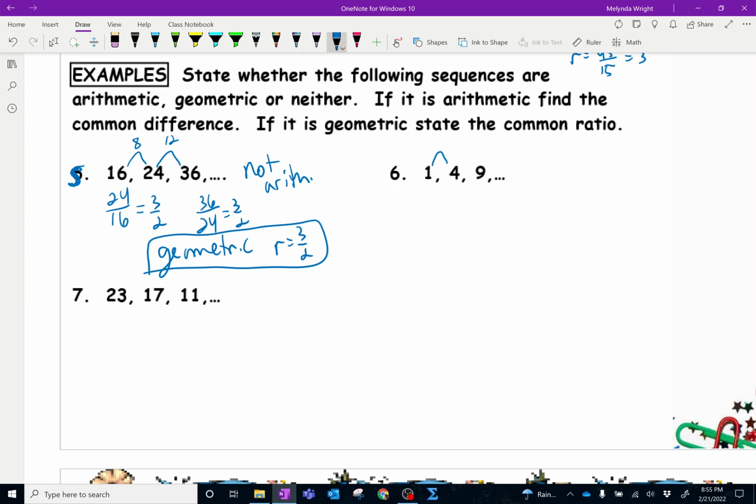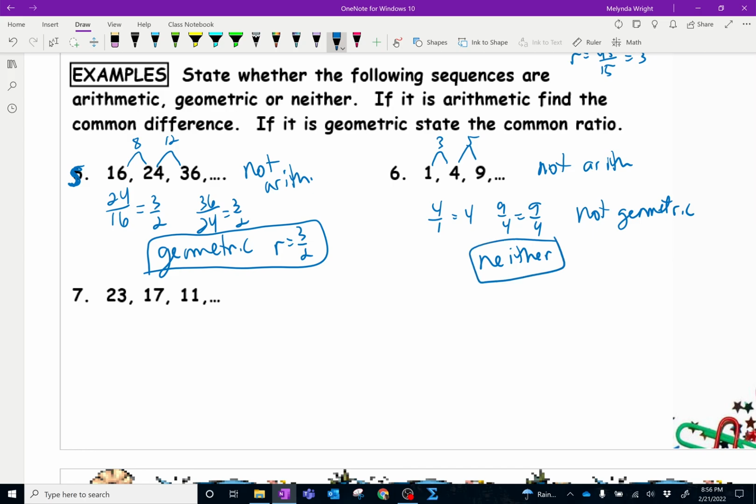Okay, so 4 minus 1 is 3. 9 minus 4 is 5. Okay, so it's not arithmetic. All right, let's try the dividing thing. 4 divided by 1 is 4. 9 divided by 4 is 9/4, so it's not geometric. Those would have to come out the exact same for it to be geometric, just like on the previous example. So it's not arithmetic, it's not geometric. That means that it's neither. So this is one of the neithers.